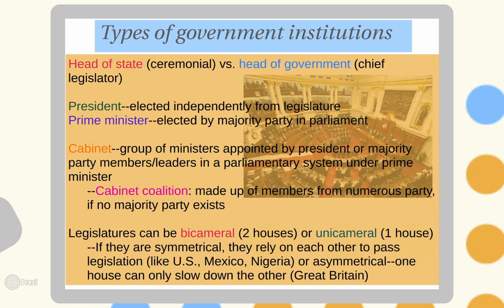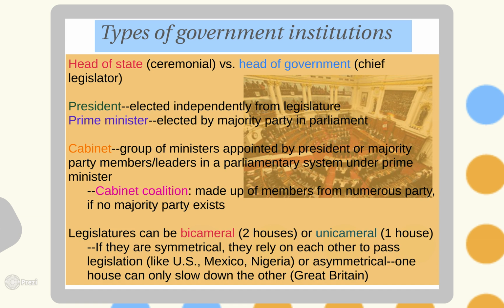Let's talk about how a legislature is broken up. Just like the United States, legislatures can be bicameral or comprised of two houses, typically an upper and a lower house, where you have the lower house more closely connected with the people themselves. Or it can be unicameral. So think about the root words there. Unicameral meaning one house. So there's only one house within that legislature.